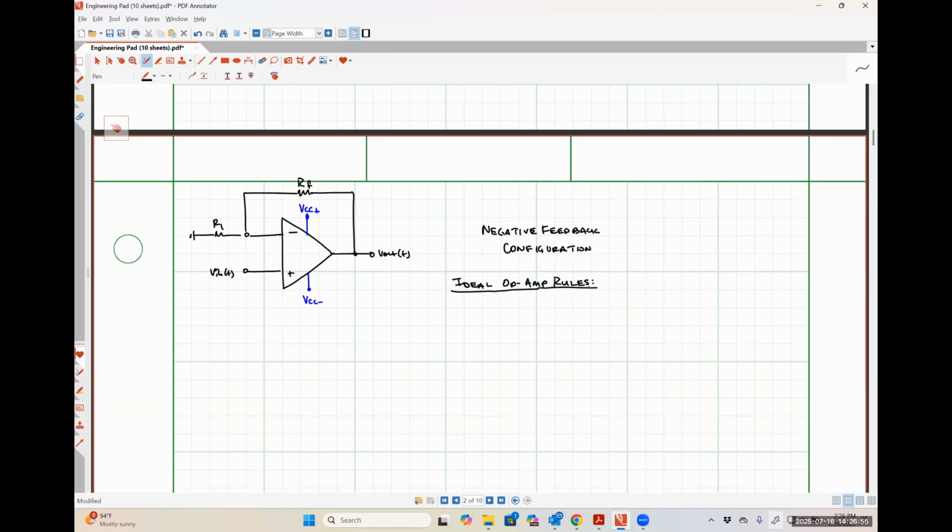Okay. So there are two rules. The first of which is that no current can flow into or out of the input terminals. I'm underlining input because that's the only thing that we have a constraint on.